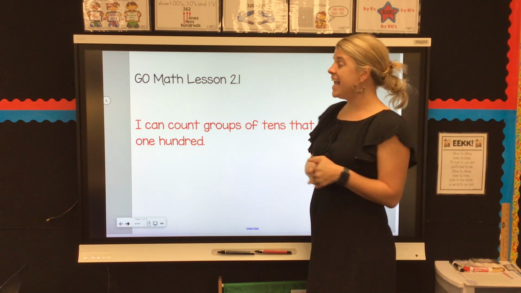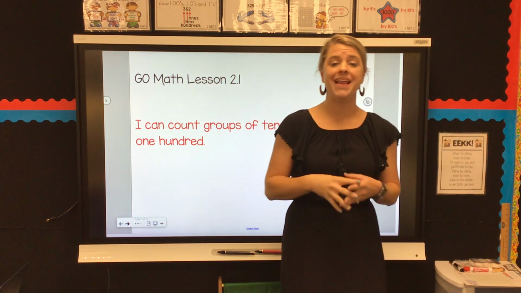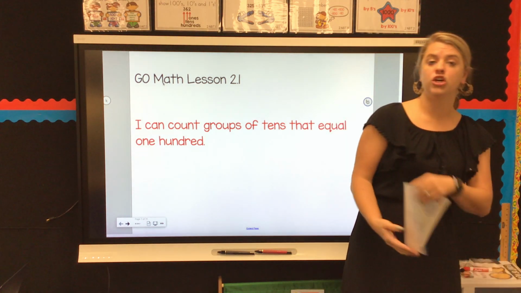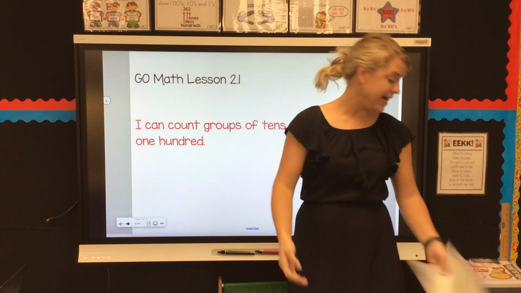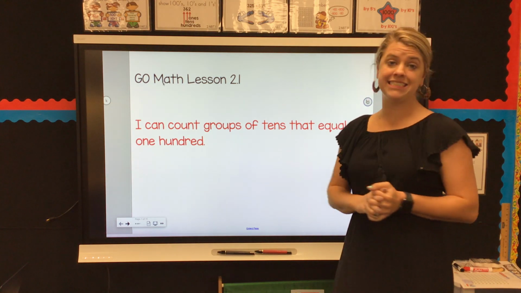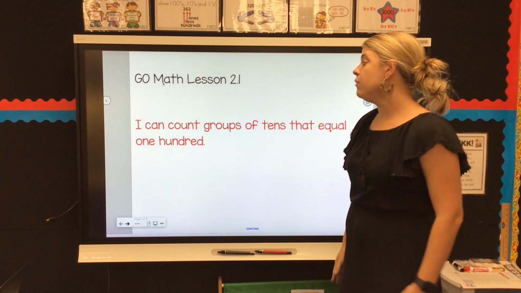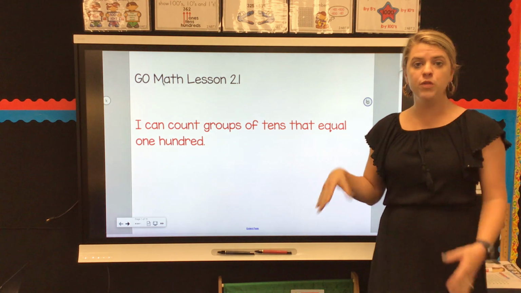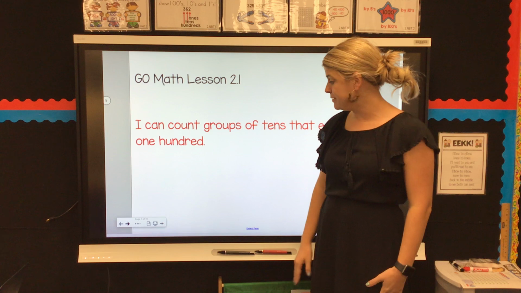Now, today we are going to be looking at our Go Math book lesson 2.1, and that's on page 57, and it should look like this. So find page 57, and while you're doing that, I'm going to tell you our I can statement, or our objective, for today's lesson. Today, we want to be able to count groups of 10 that equal 100, and we might even go beyond 100, so we'll see, all right?